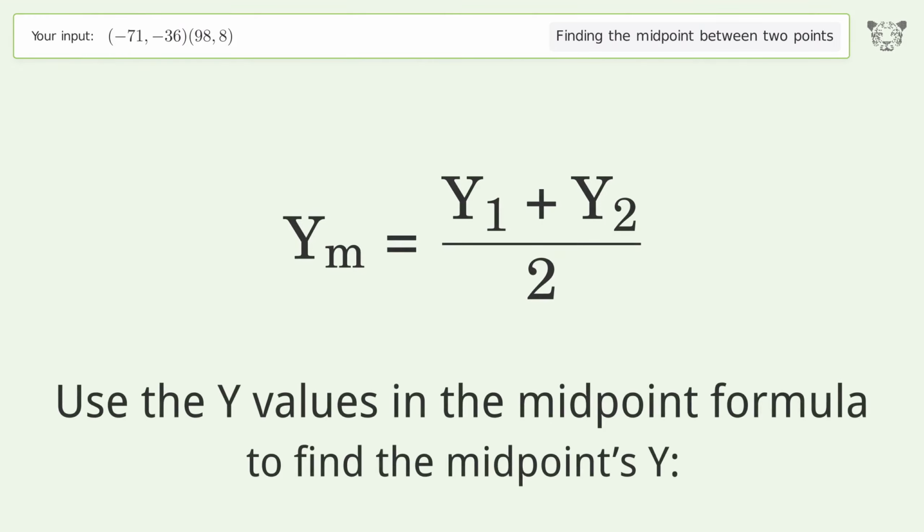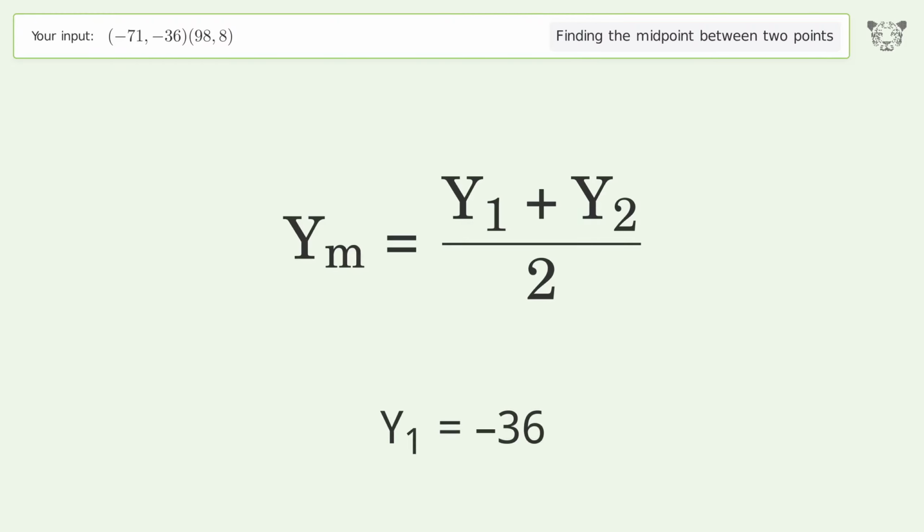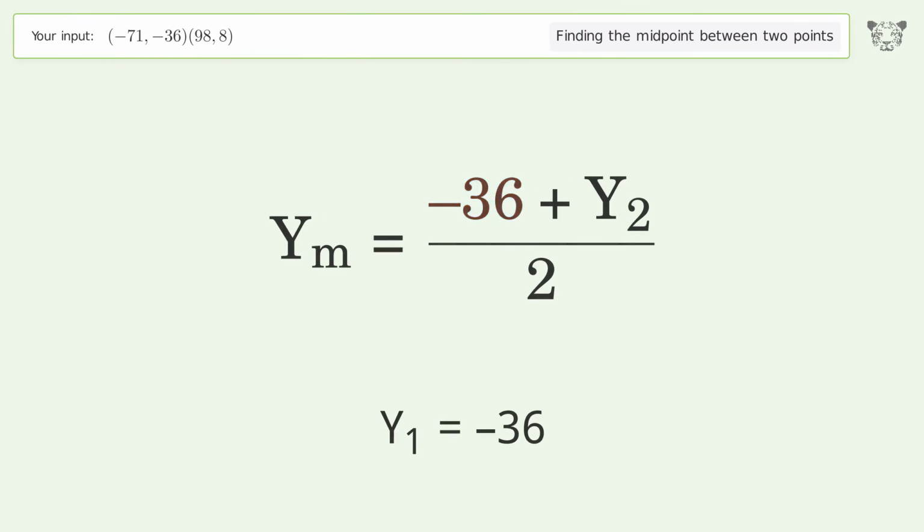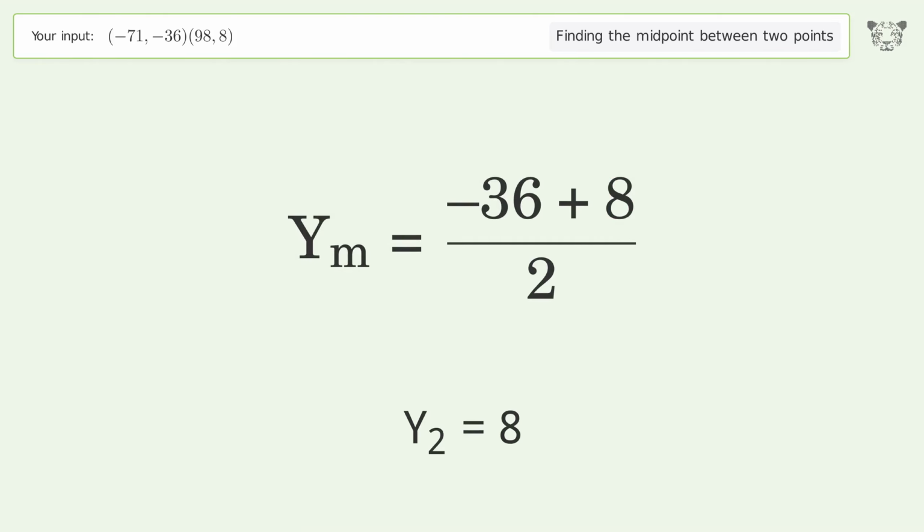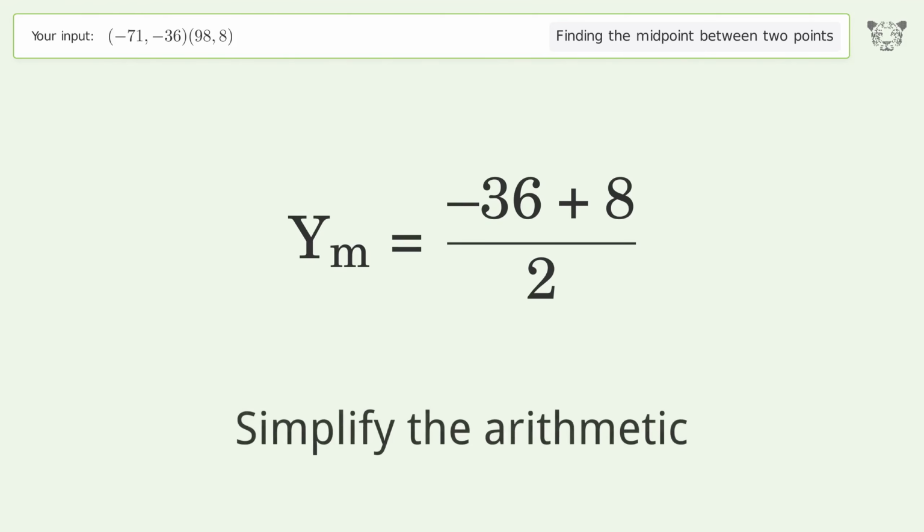Use the y values in the midpoint formula to find the midpoint's y. y1 equals -36. y2 equals 8. Simplify the arithmetic.